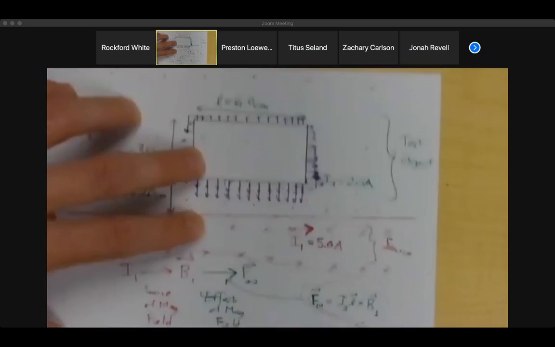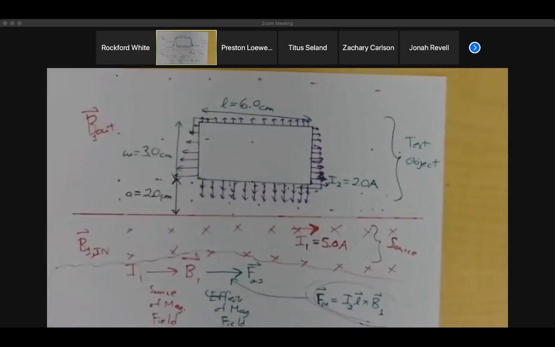And overall, what kind of force are these applying to one another? They're overall attracted to one another. The bottom edge is attracted strongly. The top edge is repelled, but not as strongly. And overall, there's attraction. Parallel wires have attractive forces. Anti-parallel wires have repulsive forces.